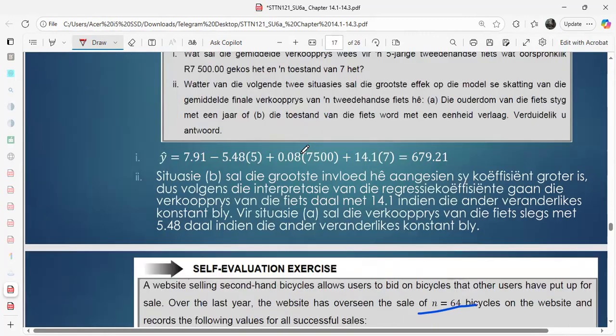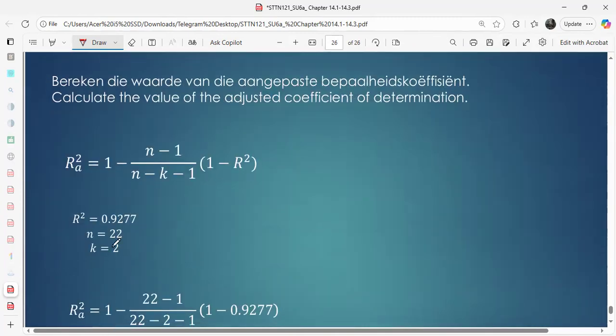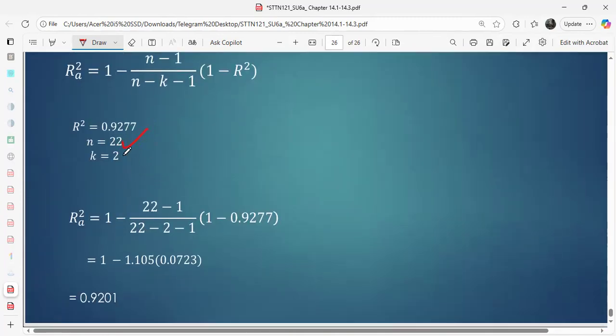Now let's go back to this part. You see here it is. You saw that n was 22. As for k, remember, I said we were given x1 and also x2. But if we were also given x3 and x4, it means that k will be equal to 4. But now, because we are given x1 and also x2, it means that k will be equal to what?